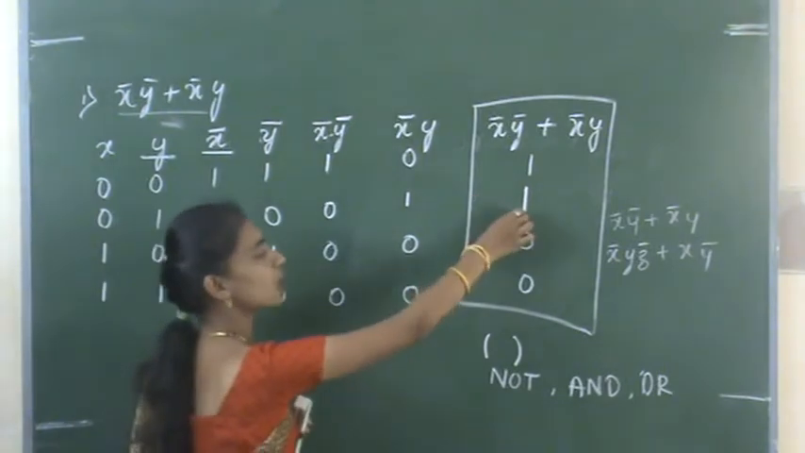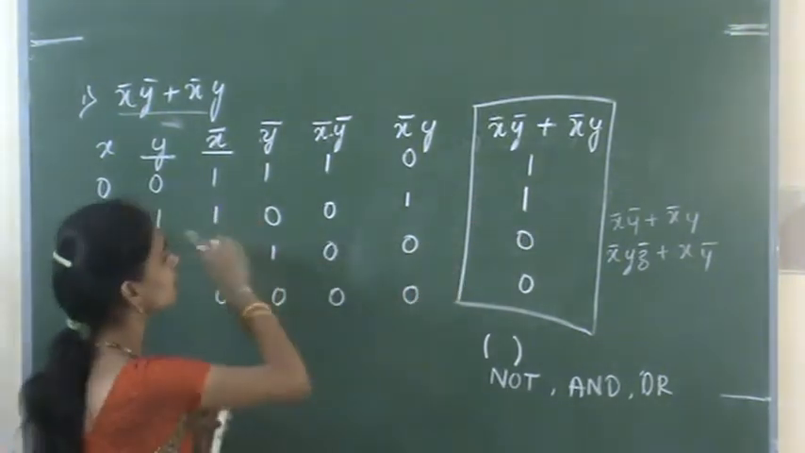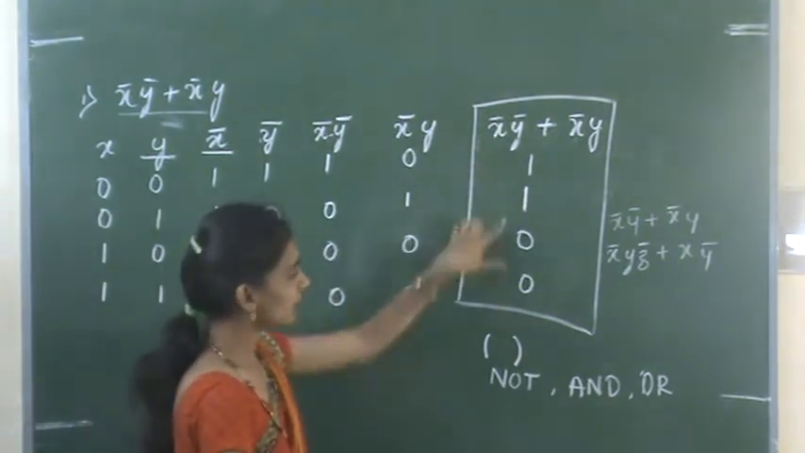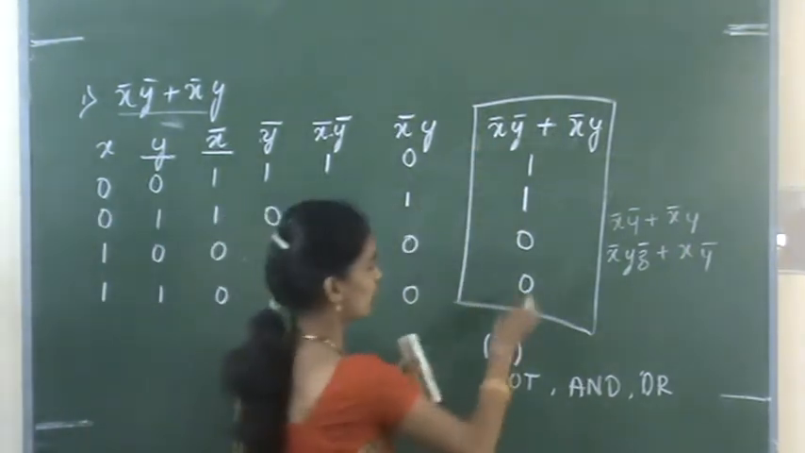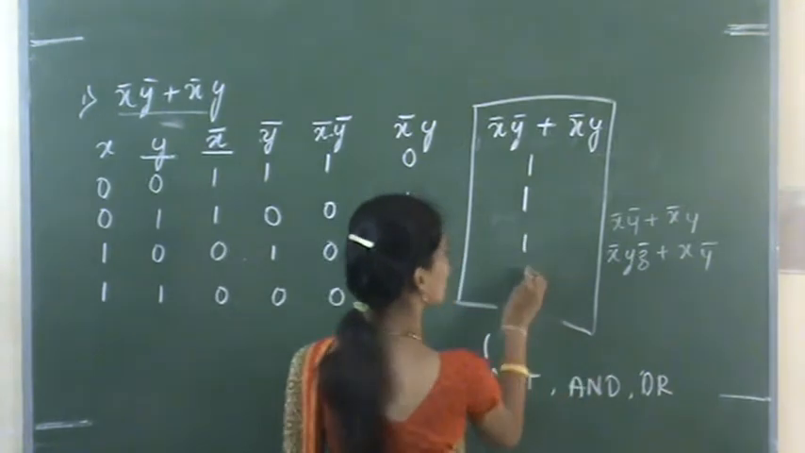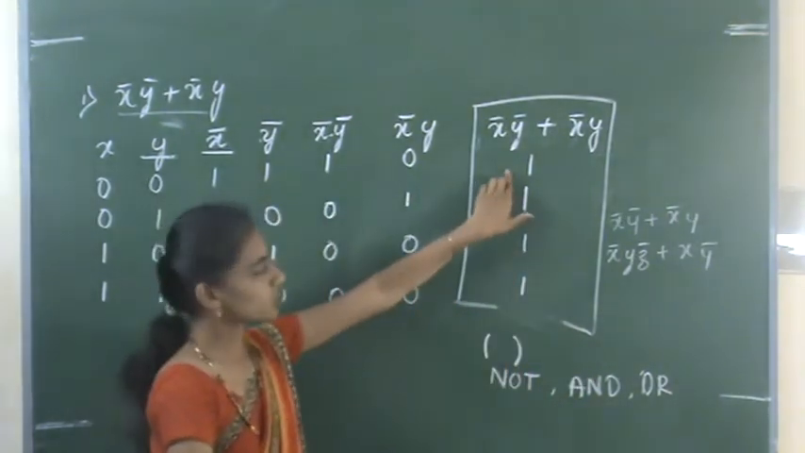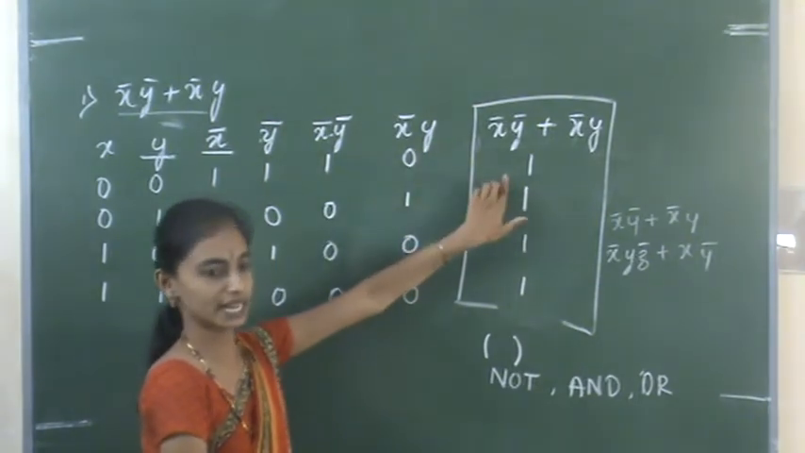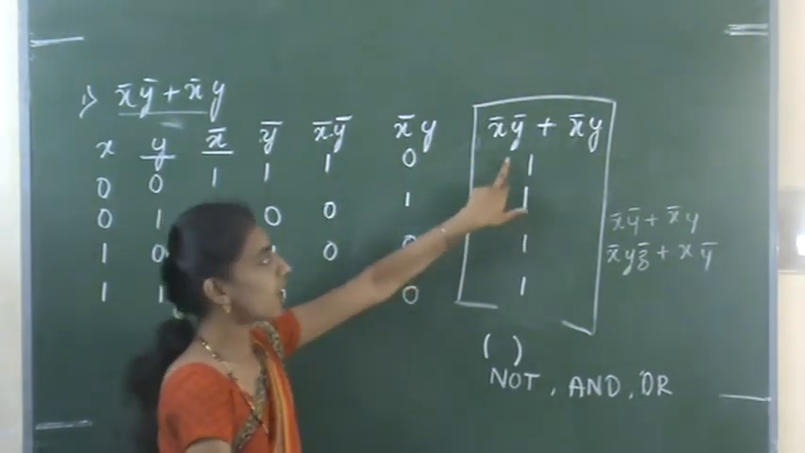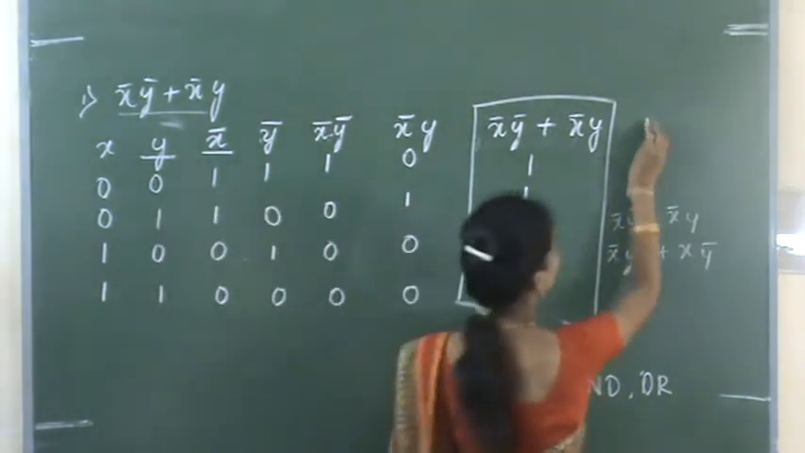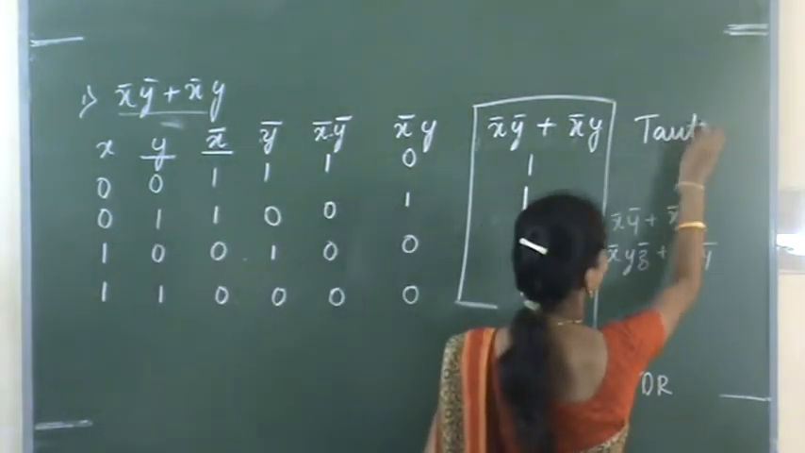In this expression, if the result is always 1, for example, when constructing the truth table, the result for each and every value comes out as 1, that is, if the logical expression or Boolean expression is always 1, we call it a tautology.